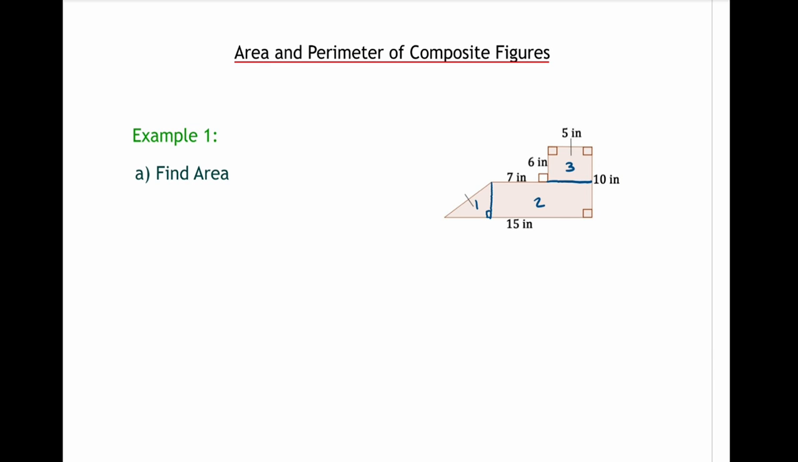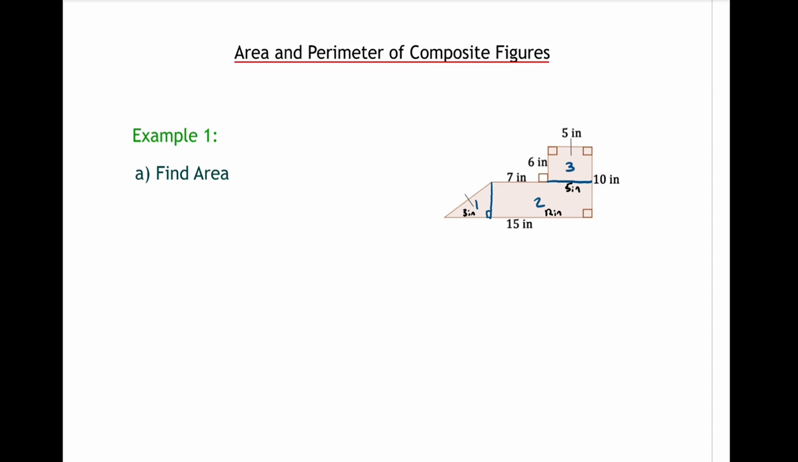Before I start finding the area though, I need to find some missing lengths. In my third shape up here, we know that this should be 5 inches because the distance across is the same as the one on the top. For the shape in number 2, the entire thing is 15 inches, but from one end to where the triangle starts, it's 5 inches plus 7 inches. So this is 12 inches here. And over here in my triangle, this last part is 3 inches.